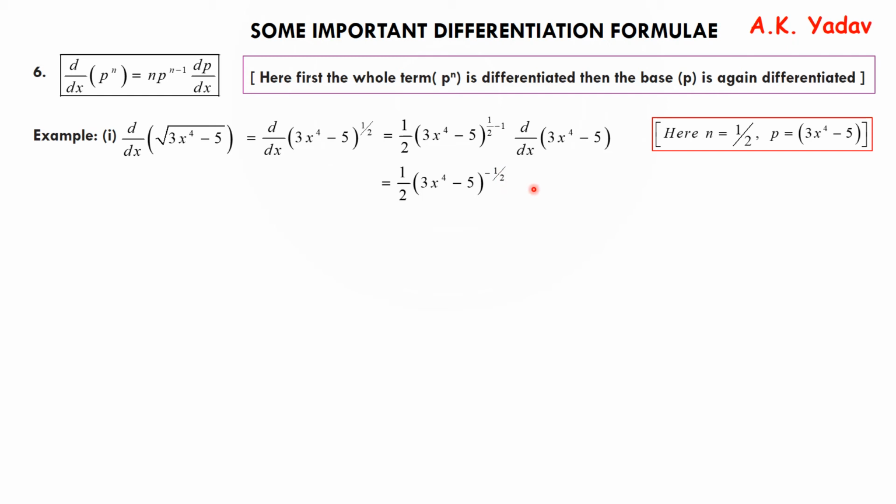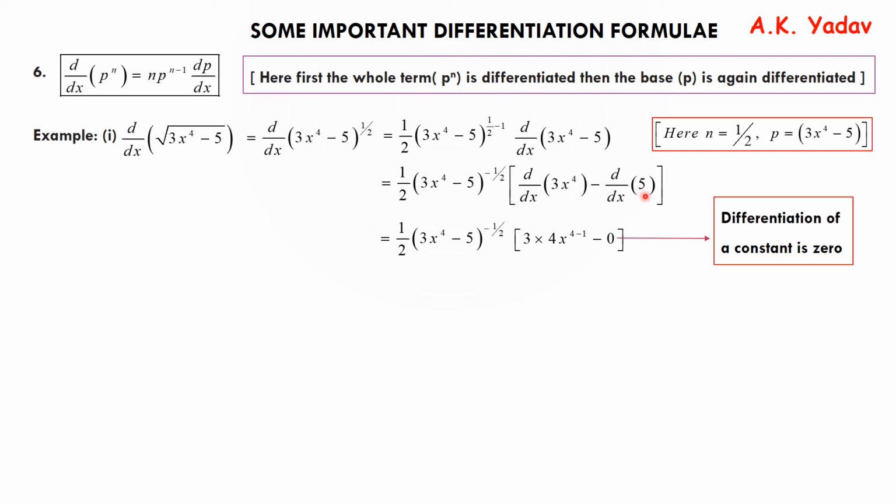And now we will differentiate this by first separating the term. So d by dx of 3x to the power of 4 minus d by dx of 5. So this comes as such, and here 3 comes out, and the differentiation of x to the power of 4 is 4 x to the power of 4 minus 1, and the differentiation of 5 is 0 because 5 is a constant. Now on solving, this is the answer that we will get.